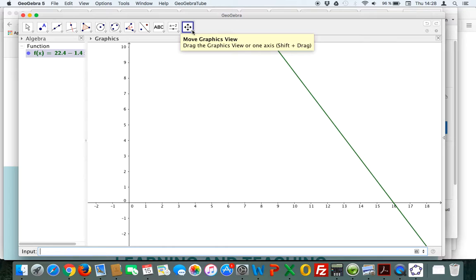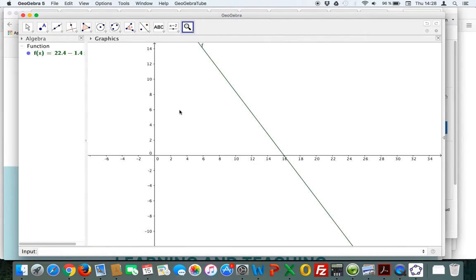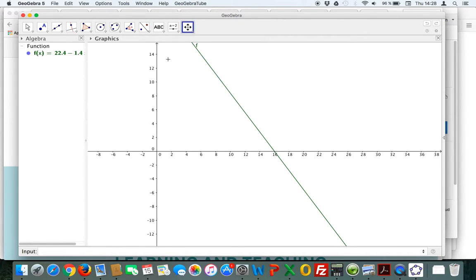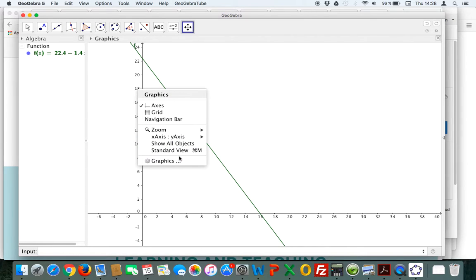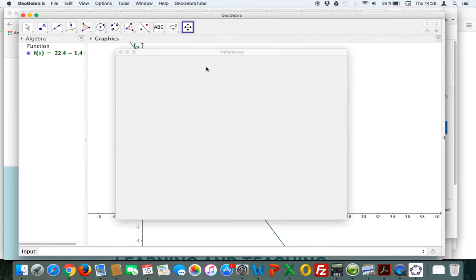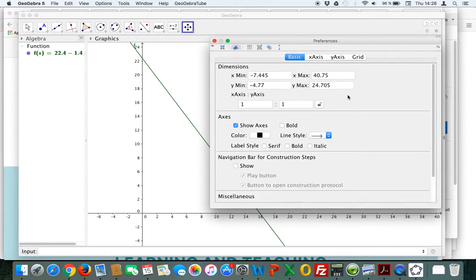Now I might want to zoom out. There's two ways of zooming out. Either you can click this tool here and go zoom out, and then click a couple of times and then move the graphics window, or you can right click on the axis and change its properties. Right click, graphics, here comes the preferences window, and I can change the dimensions of the window here.